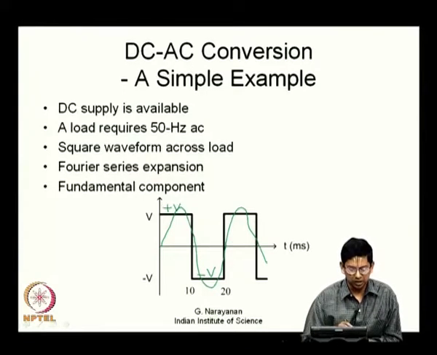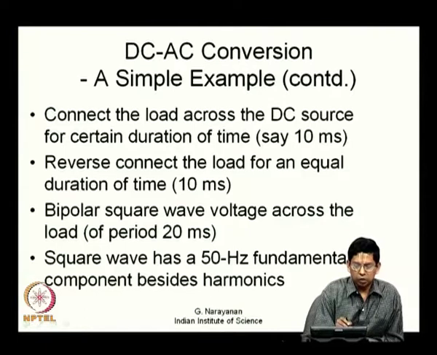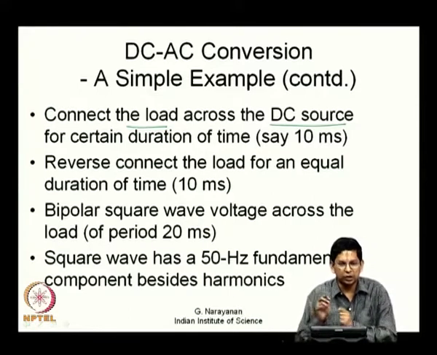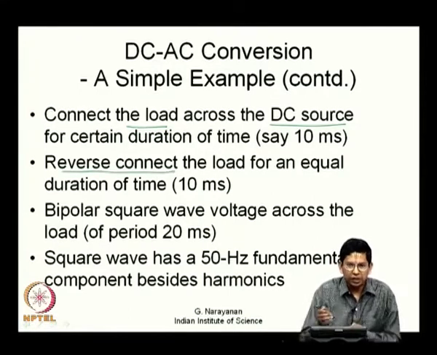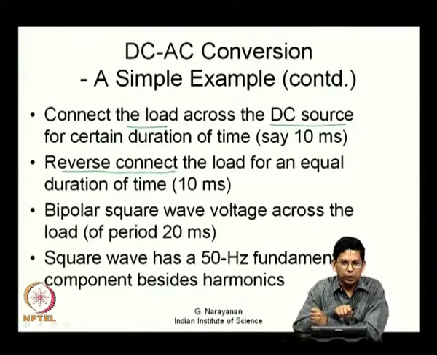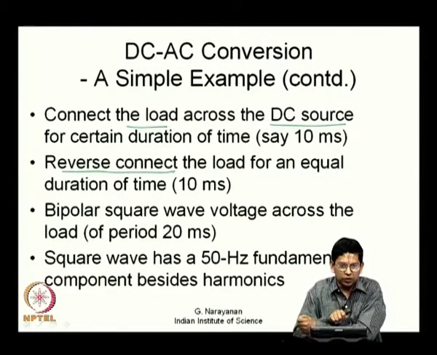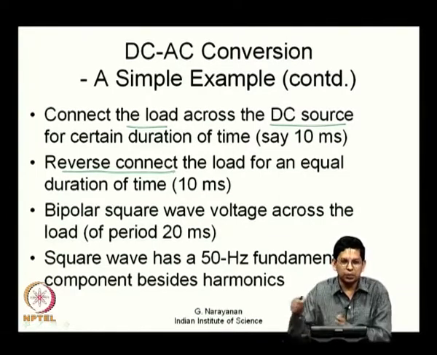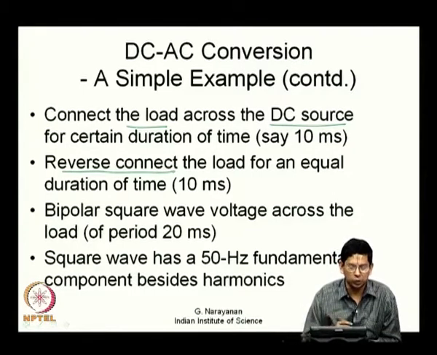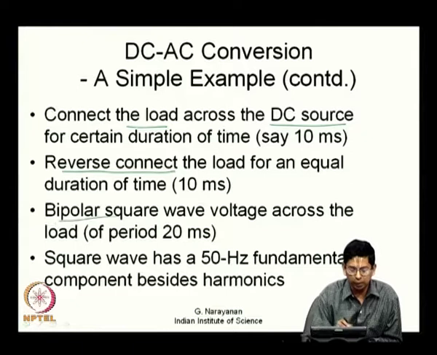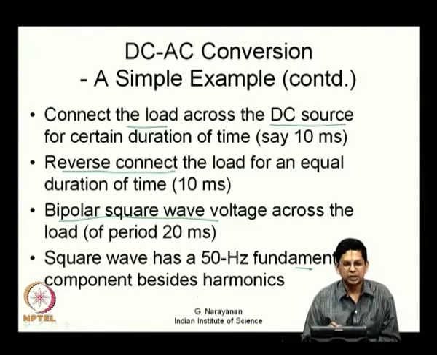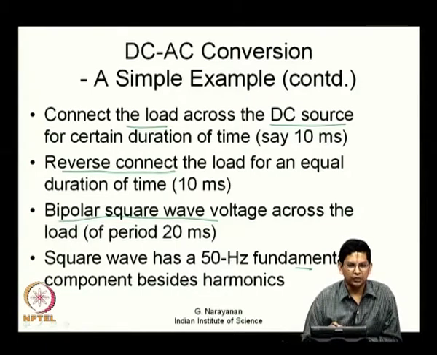What we are doing here essentially is connecting the load directly across the DC source for some duration of time, and then reverse connecting the load for a certain duration of time. You connect the load for 10 milliseconds, reverse connect for 10 milliseconds, and go on doing this. So, you get plus V and minus V across the load, a square waveform as we saw before. You will get a bipolar square wave. This square wave has a 50 hertz fundamental component, though it also has harmonics, which can be filtered or ignored. So, this is the starting point for DC to AC conversion.